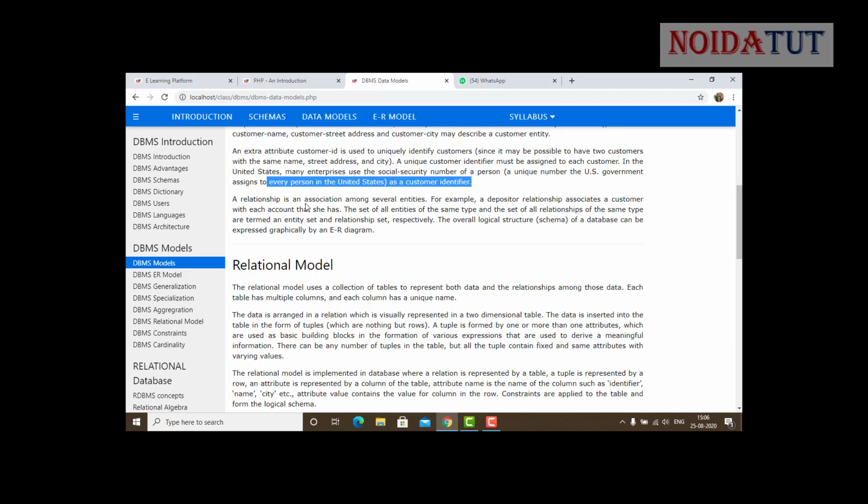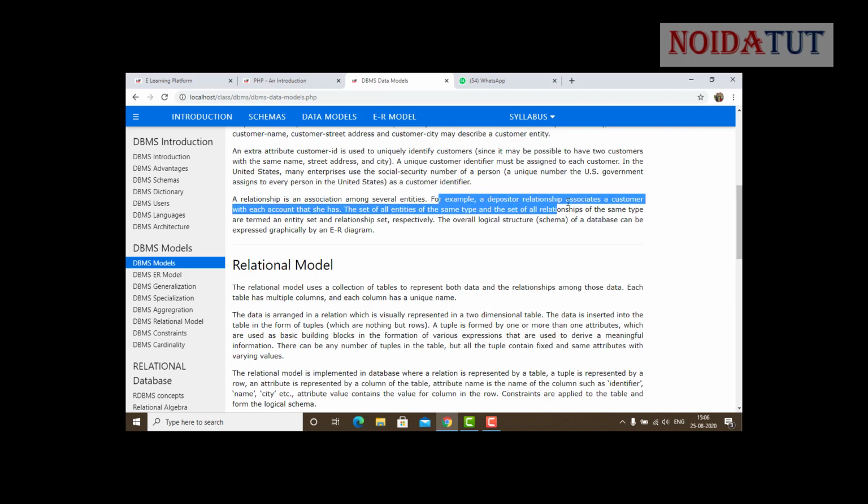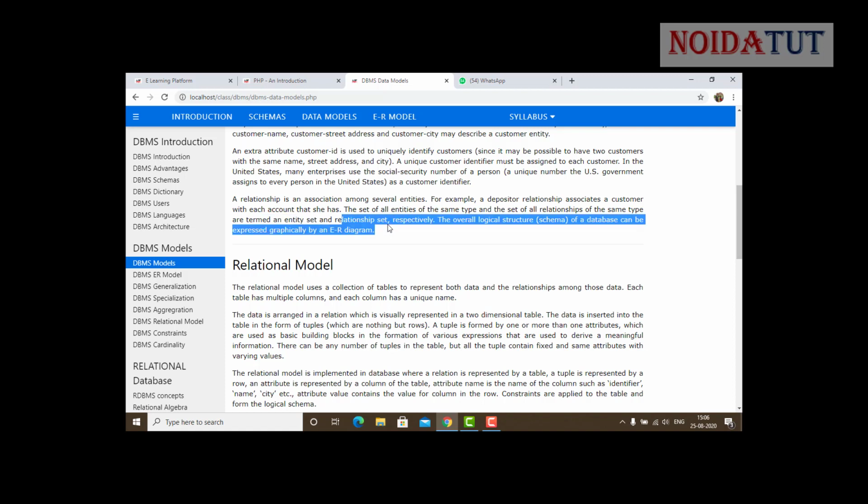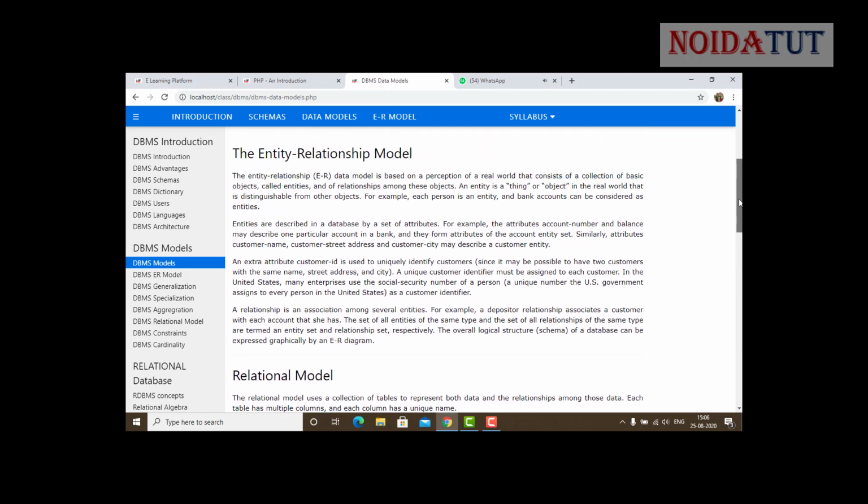A relationship is an association among several entities. For example, a depositor relationship associates a customer with each account that she has. The set of entities of the same type and the set of relationships of the same type are termed entity set and relationship set, respectively. The overall logical structure, or schema, of the database can be expressed graphically by the ER diagram. We are going to draw the ER diagram.